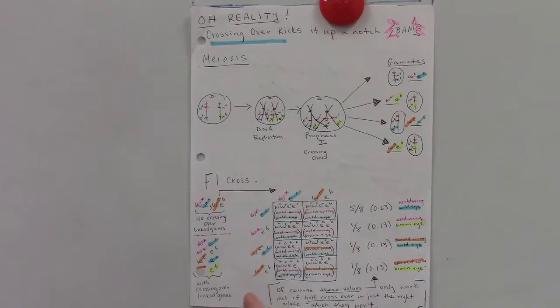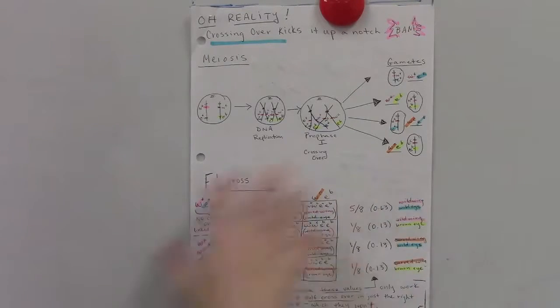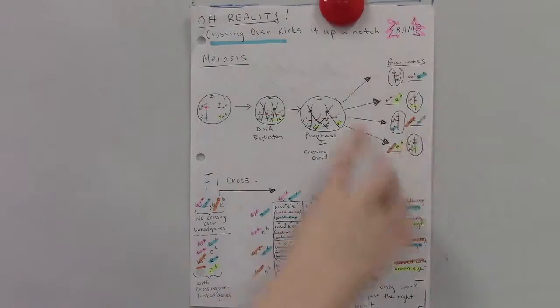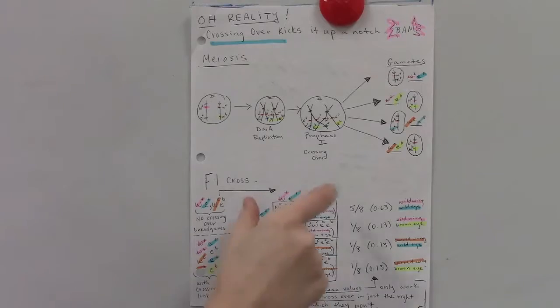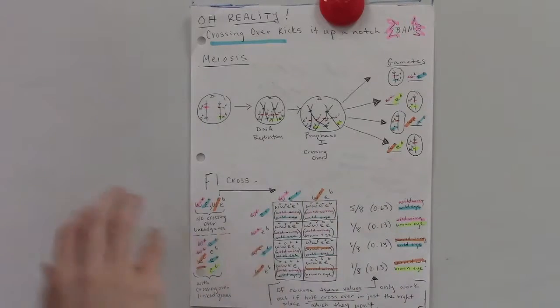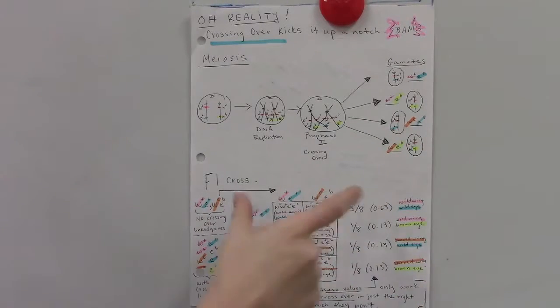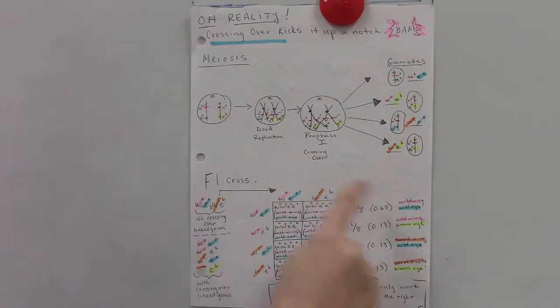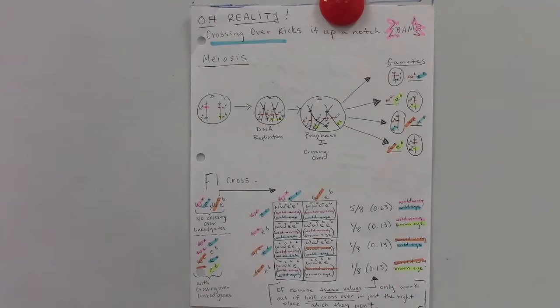Now, here's the deal. This is never going to happen in these exact ratios. Crossing over happens all the time, but these ratios, do not memorize those. I'm just trying to show you that this is very different from that 9:3:3:1. And these numbers only exist if only half of these chromosomes cross over in just the right place. But of course, they won't. That's not reality. So let's look at what might happen, though.